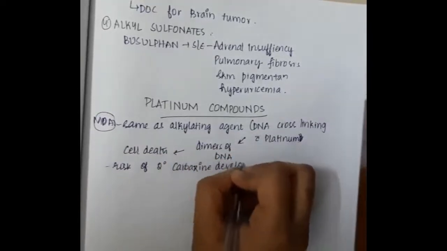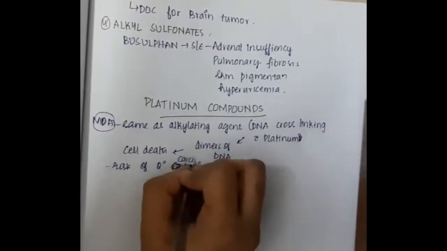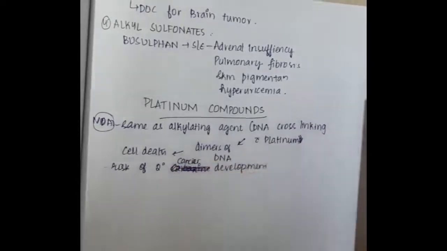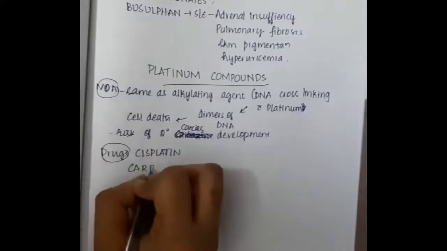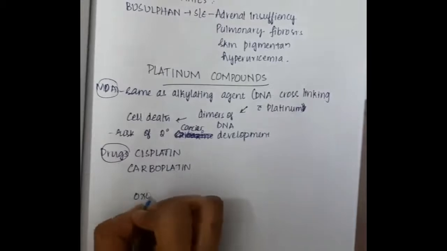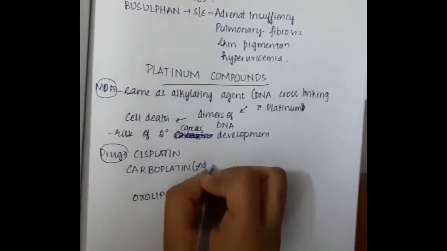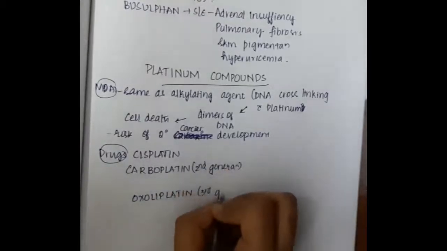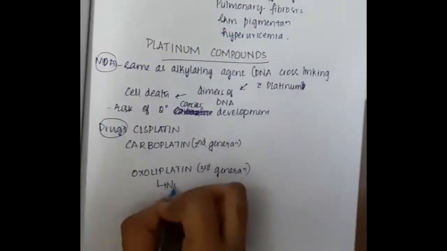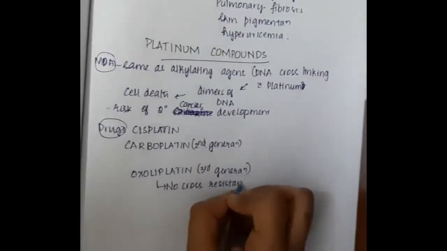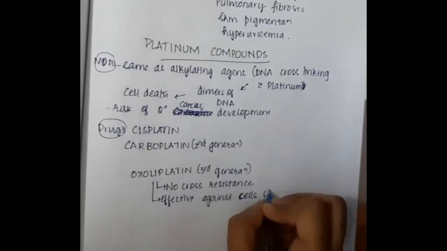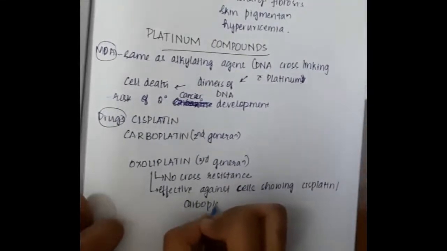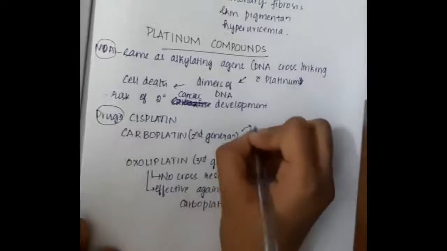So if you see the drugs in the platinum compounds, they include, first we have Cisplatin, Carboplatin, and we have Oxaliplatin. Carboplatin is a second generation, whereas Oxaliplatin is a third generation. Oxaliplatin has no cross resistance and it is effective against the cells showing both Cisplatin and Carboplatin resistance.